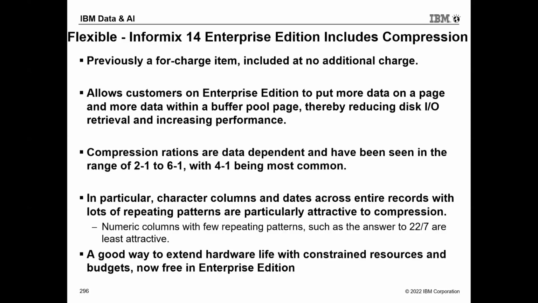Compression ratios obtained by using compression are data dependent and have been seen in the range of 2:1 to 6:1, with 4:1 being the most common. In particular, character columns and dates across entire records with lots of repeating patterns are particularly attractive to compression operations. Numeric columns with few repeating patterns, such as the answer to 22 divided by 7, are the least attractive. This is a great way to extend your hardware life with constrained resources and budgets, and it's now free in Enterprise Edition, as it is already available in Advanced Enterprise Edition, at no additional charge.